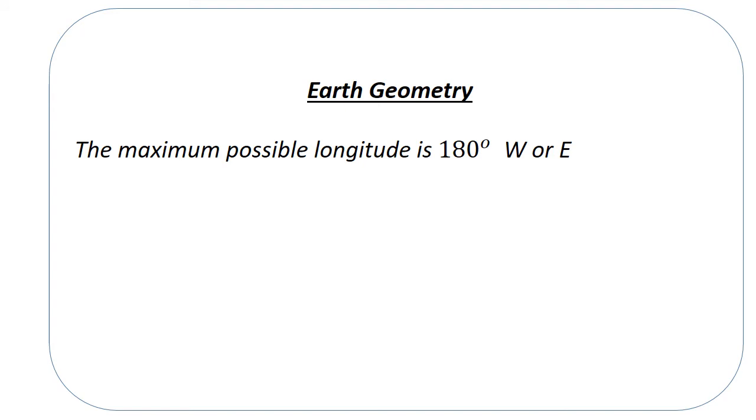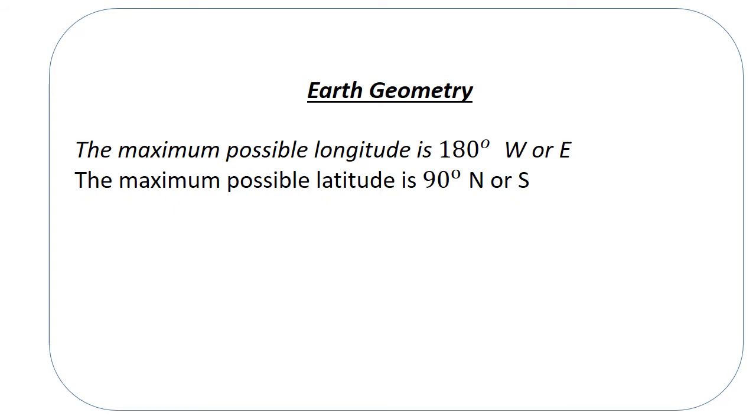So here are some facts you can keep. The maximum possible longitude is 180 degrees west or east. If we start doing the measurements from 0, the furthest we can go is 180 degrees. Among the longitudes, the great circles that move up and down, then the latitudes, the ones that move left to right, the maximum is 90 degrees. We don't have a latitude that is greater than 90 degrees. No.